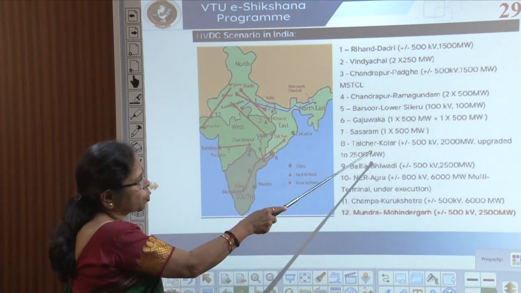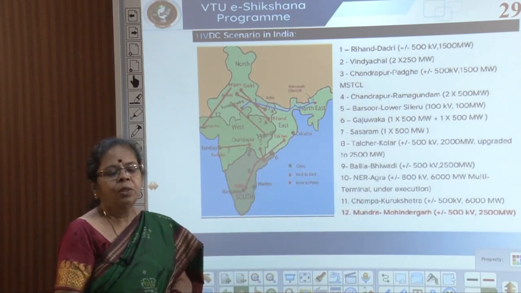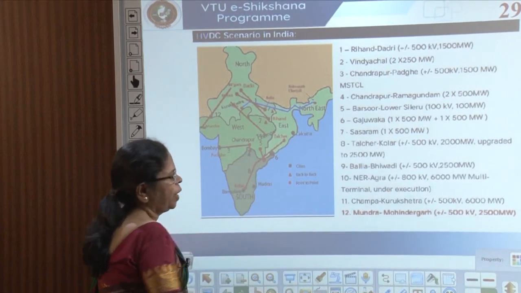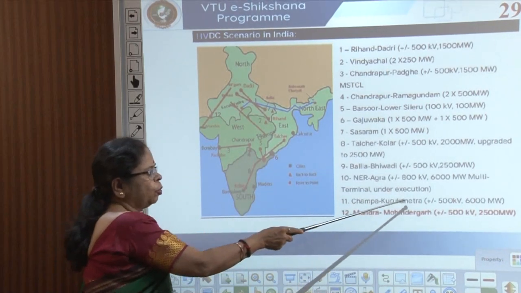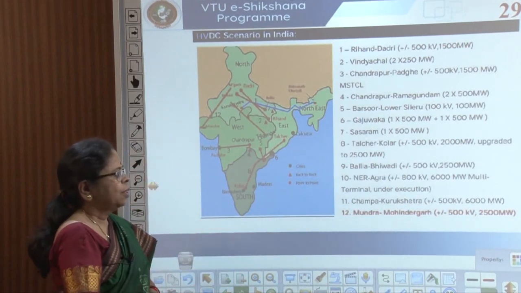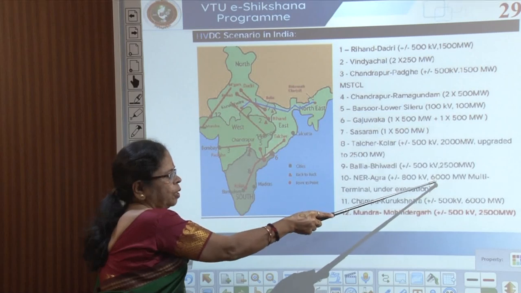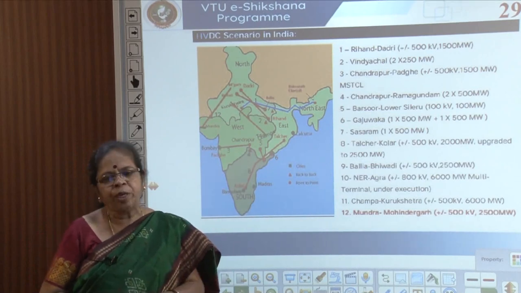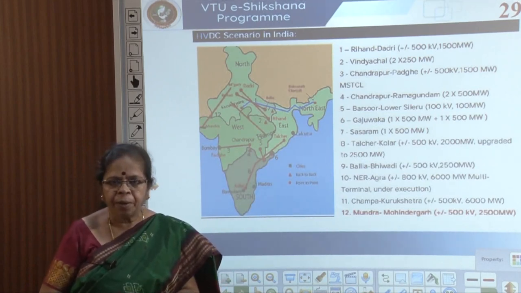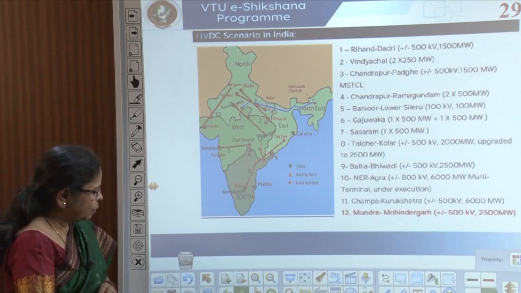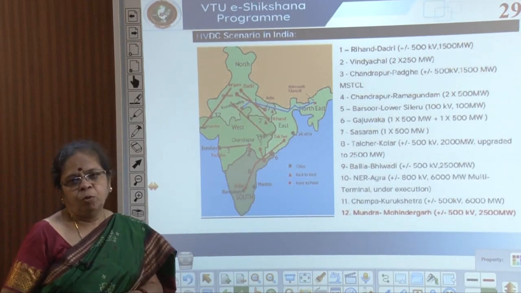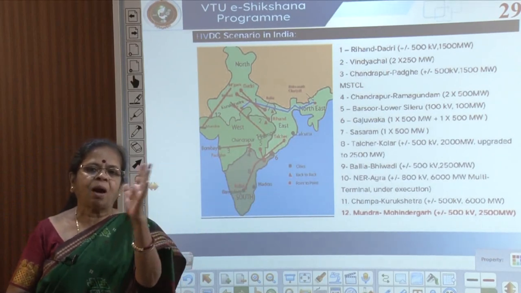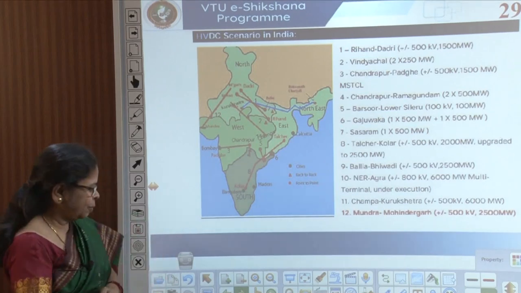Talcher to Kolar was the first one with HVDC transmission to Karnataka. And then now we have the latest one with 2,500 megawatts. And then you have Champa to Kurukshetra with 6,000 megawatts, and the northeastern region to Agra with 6,000 megawatts. So you can see that we have a lot of HVDC transmission lines in India. Each of them is available for you if you want more information. And it would be very interesting reading to go through and see how the technology has progressed.